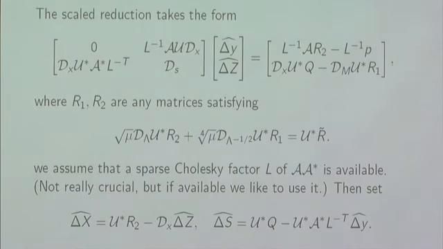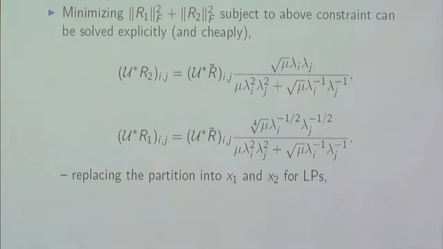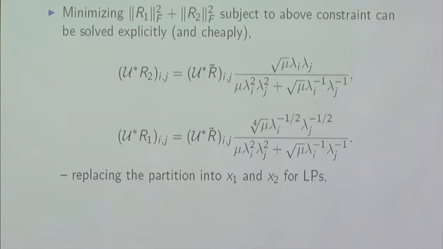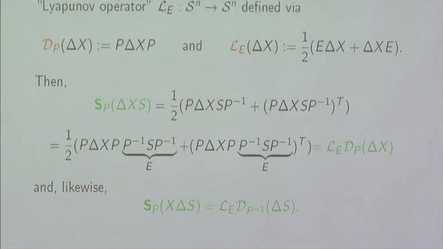So we minimize the right-hand side subject to the previous constraint that we need to have, and you can write down the explicit formula. So it's given by this equation here, and so substituting for the partition into x1 and x2 from the linear programs. So the question is, this is now the same result as for linear programs, and unfortunately, when we look at this diagonal rescaling, let me see, this was a couple of slides ago.